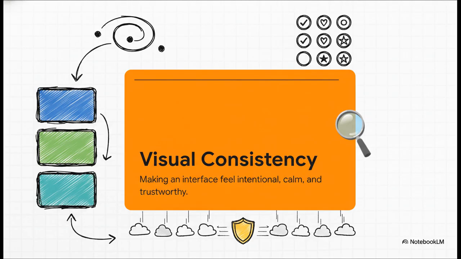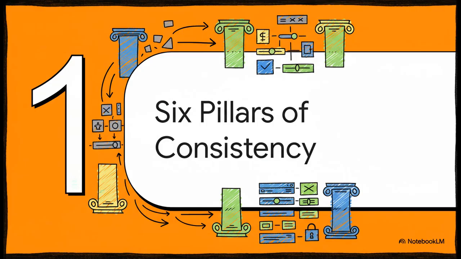Now, this isn't about some flashy new animation or a super complex design. Nope. It's about creating a single, unified visual language that makes your entire app feel intentional, calm, and most importantly, professional. This is what builds that subconscious trust with your user from the very first screen. So, to really get this right, we can break it all down into 6 core pillars. If you can master these, you're on your way to transforming your app's user experience from feeling fragmented to absolutely flawless.